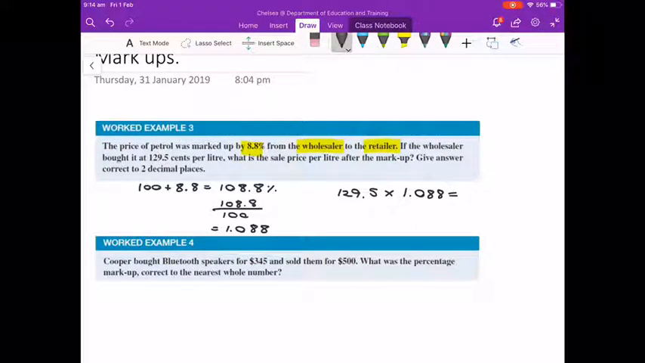And 129.5, finding 108.8% of it, is 140.896 cents. But we want that to 2 decimal places. Now, because that number is higher than 5, the answer is going to be 140.90 cents.